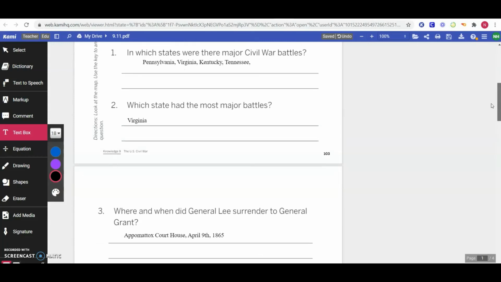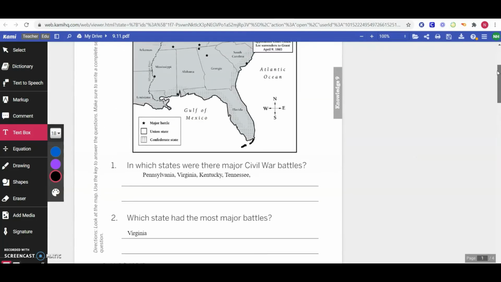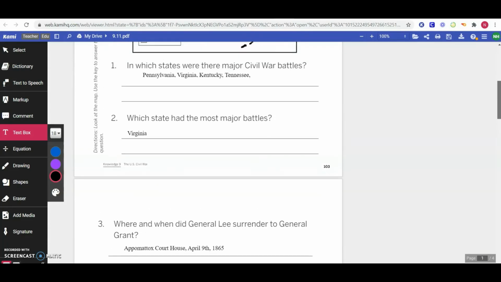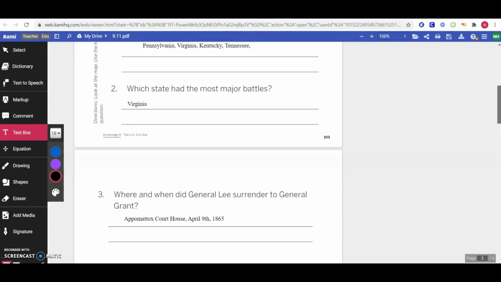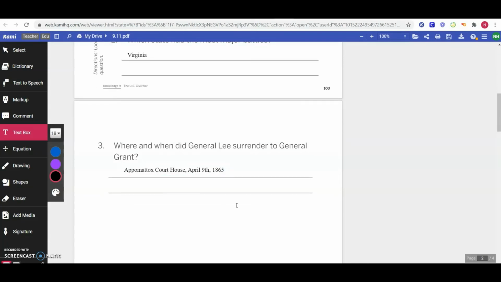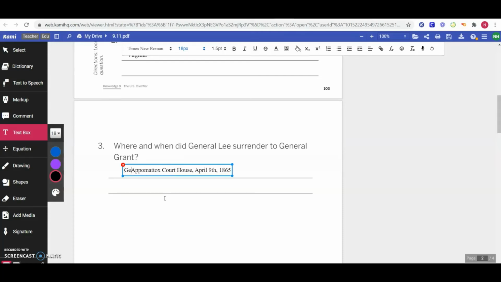Ooh, friends, I'm looking at my answers. Guess what? I did something wrong in my answers. When I'm answering questions like this, do I answer with just words or phrases like I did? No. Make sure we are writing in complete sentences. I didn't do a very good job, so guess what? Now I have to go back and fix my answers and make sure that they are written in complete sentences. So instead of saying Appomattox Courthouse, April 9th, 1865, I need to make that a complete sentence.